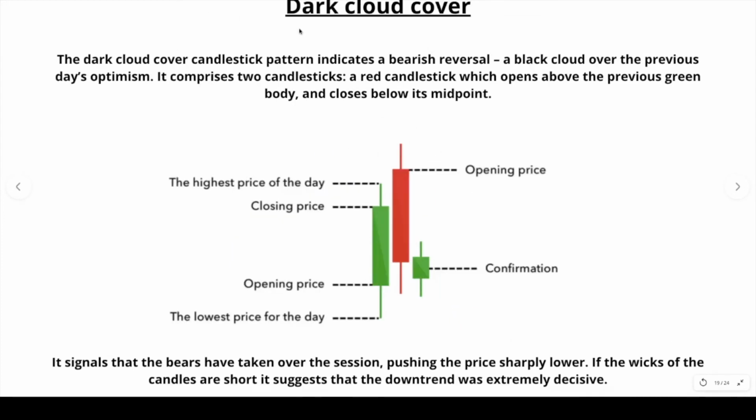Now, for our next and last bearish candlestick pattern, we have what is called a dark cloud cover. The dark cloud cover candlestick pattern indicates a bearish reversal, a black cloud over the previous day's optimism. It comprises two candlesticks, a red candlestick which opens above the previous green body and closes below its midpoint. It signals that the bears have taken over the session, pushing the price sharply lower. If the wicks of the candlesticks are short, it suggests that the downtrend is extremely decisive.